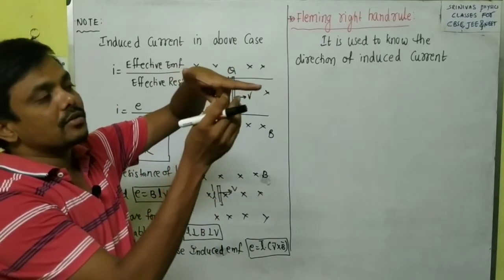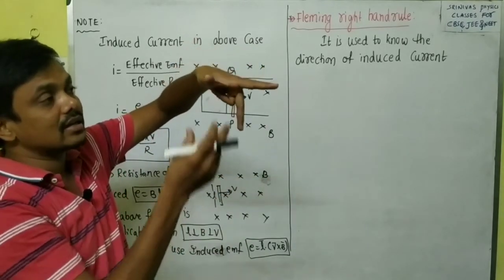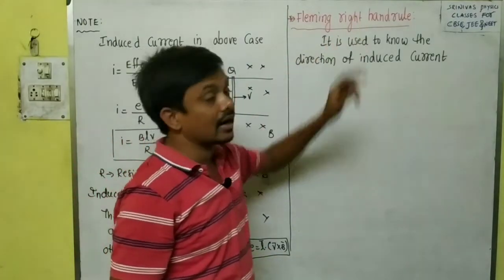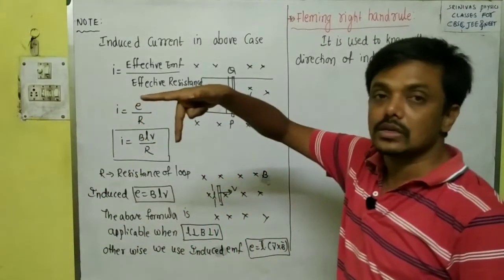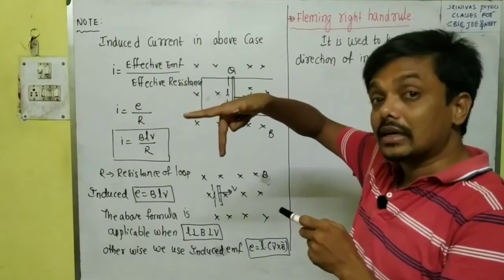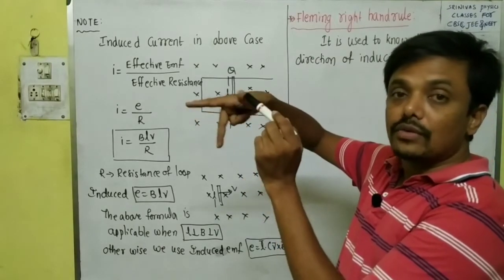That means if the forefinger is adjusted in the direction of the field and the central finger in the direction of the current, then the thumb gives the direction of the force. But we are discussing the Fleming right hand rule. Fleming right hand rule is that you stretch the forefinger, central finger, and thumb of your right hand perpendicular to each other. This is useful to know the direction of induced current.